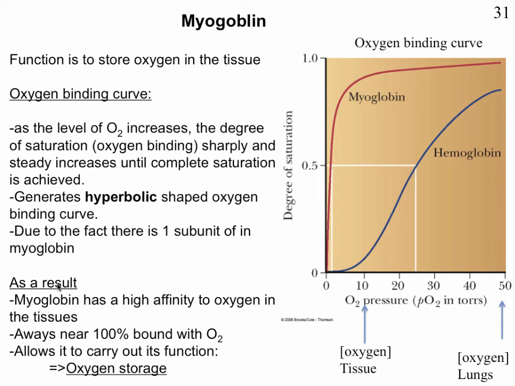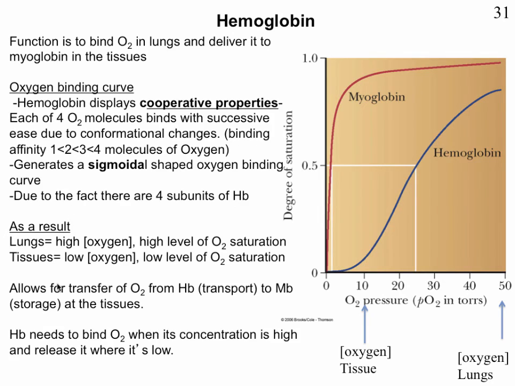So now this is really quite different to what's happening in hemoglobin. With hemoglobin, it's a very, very different story. The function of hemoglobin is to bind oxygen in the lungs and then deliver that oxygen to myoglobin in the tissues. So what does the oxygen curve look like? With hemoglobin, it displays cooperative properties, which means that each of the 4 oxygen molecules bind with successive ease due to conformational changes. And so the binding affinity of the first one is lower than the binding affinity of the second one, then the third, then the fourth.